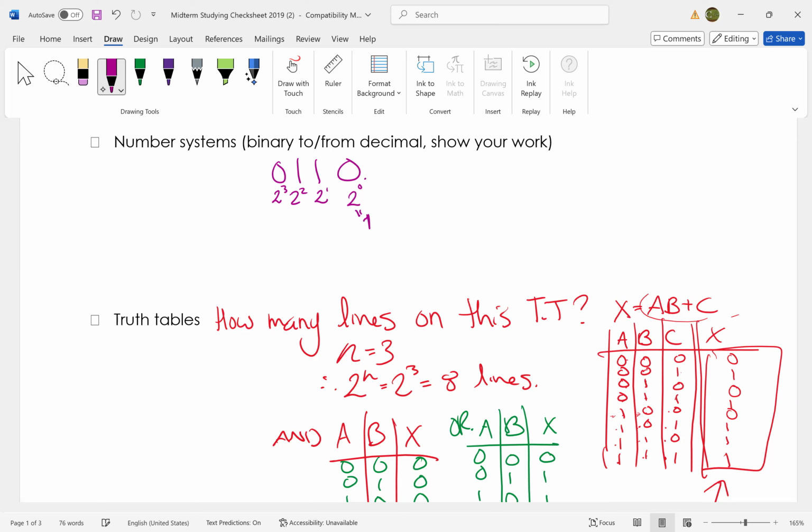So 2 to the 0 is 1. 2 to the power of 1 is 2. 2 times 2 is 4. And 2 times 2 is 4 times 2 is 8. So I have no 8s because there's a 0 up here. I have yes a 4, I have yes a 2, and I have no 1s. So I would say that 0, 1, 1, 0 base 2 is equal to 4 plus 2, which is equal to 6 base 10, is how I would show my work for binary to decimal.